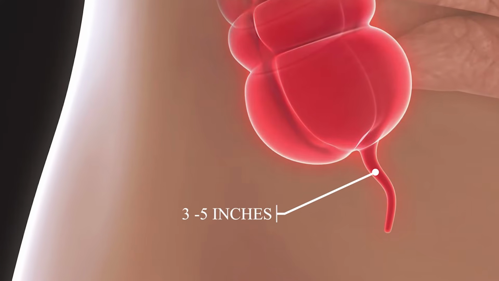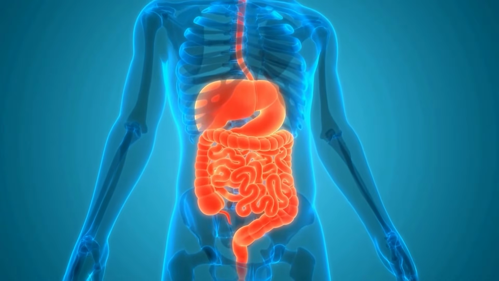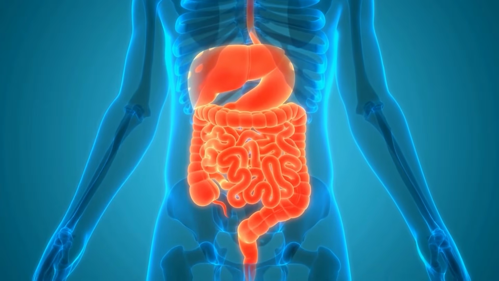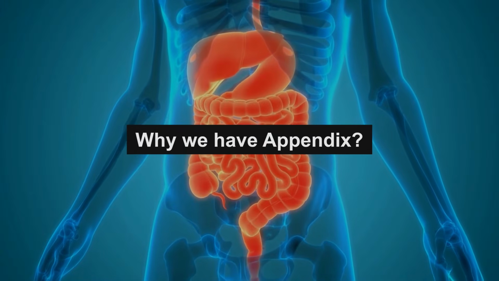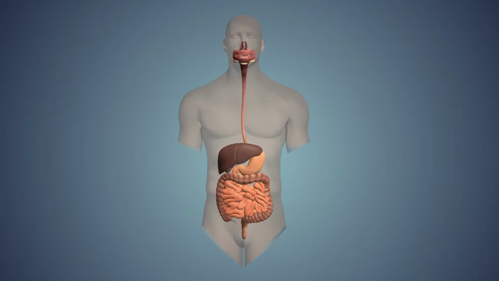Even though it's tiny and doesn't play a big role in digestion like the stomach or small intestine, its structure and position tell us a lot about its past and maybe even its purpose today. Why do we have an appendix? To understand why we have an appendix, we need to go back to our evolutionary history.